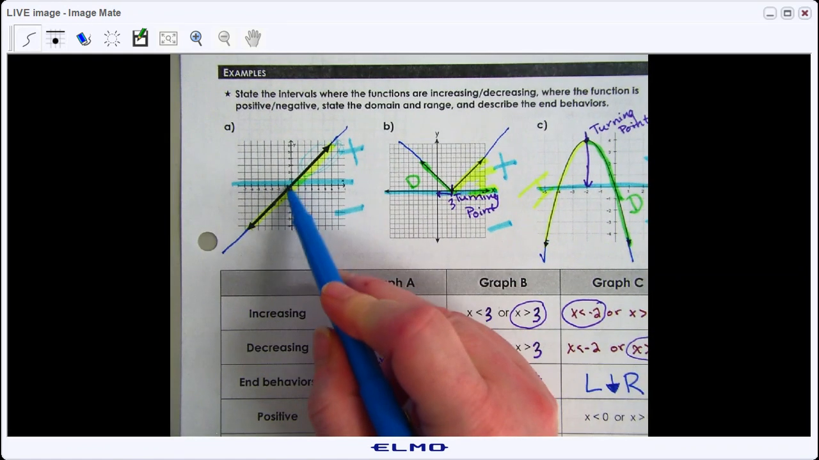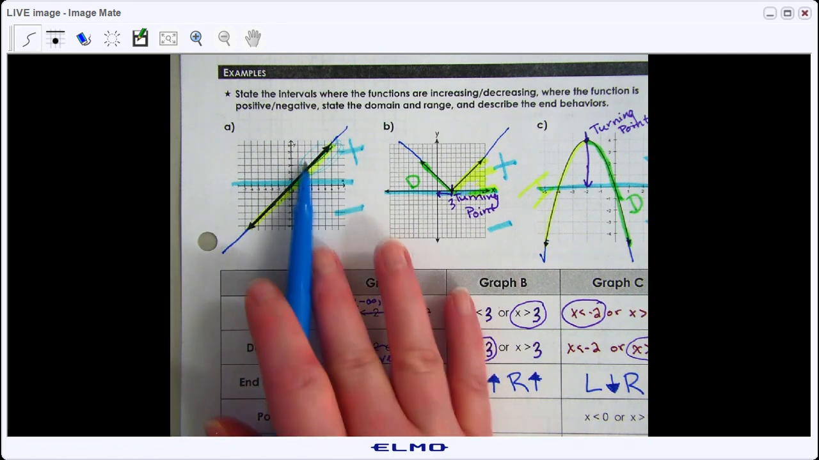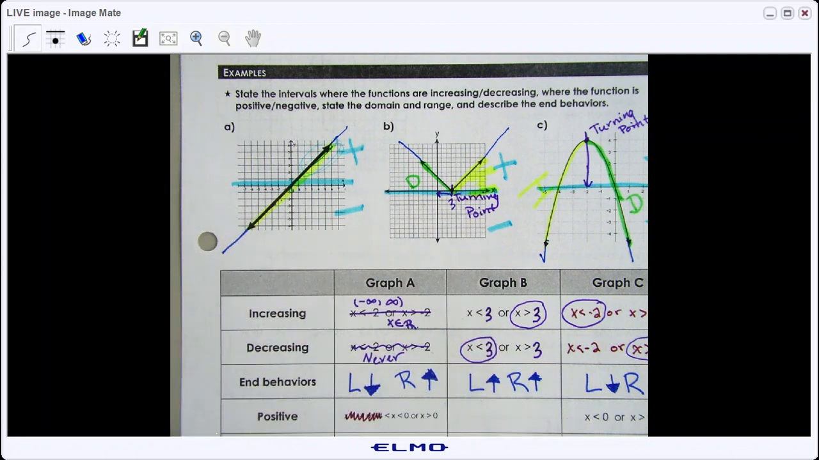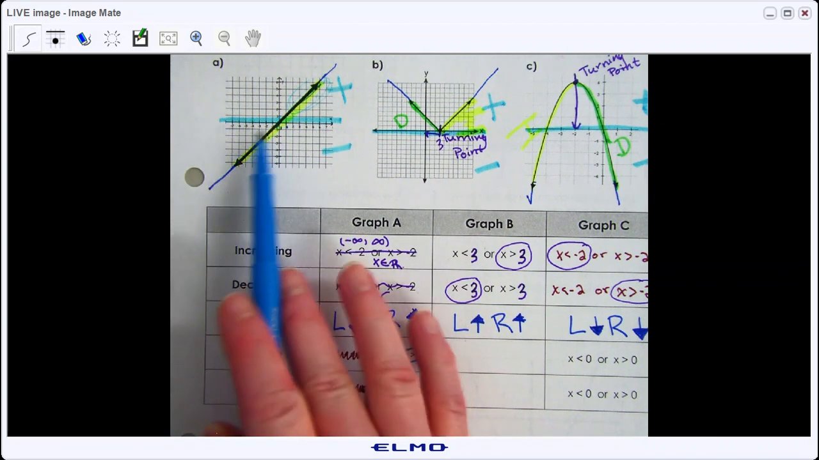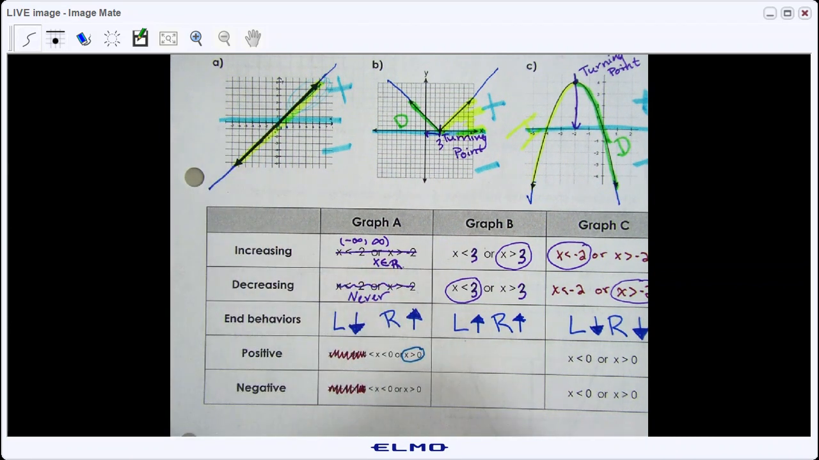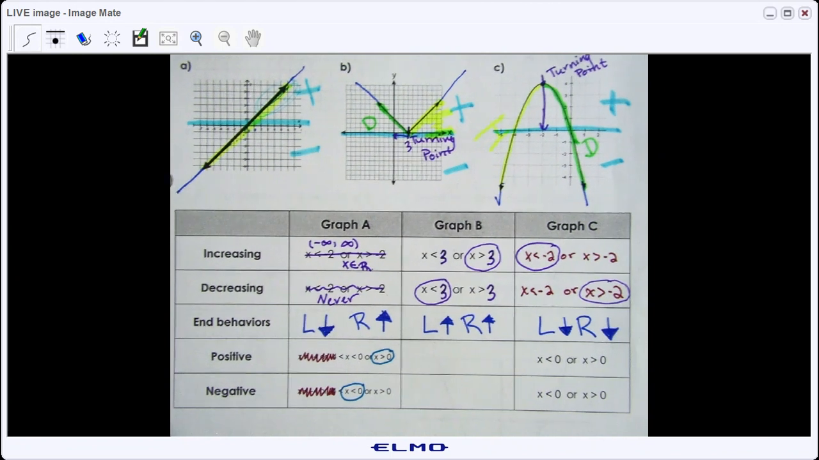For the first one, this section here is positive, and the x values that are positive are when x is a 1, it's positive, 2, it's positive, 3, it's positive. So when x is greater than 0, my graph is positive. When my x is a 1, a 2, a 3, or 4, it's positive. Negative 1, negative 2, negative 3, negative 4. So when x is less than 0, my graph is negative.